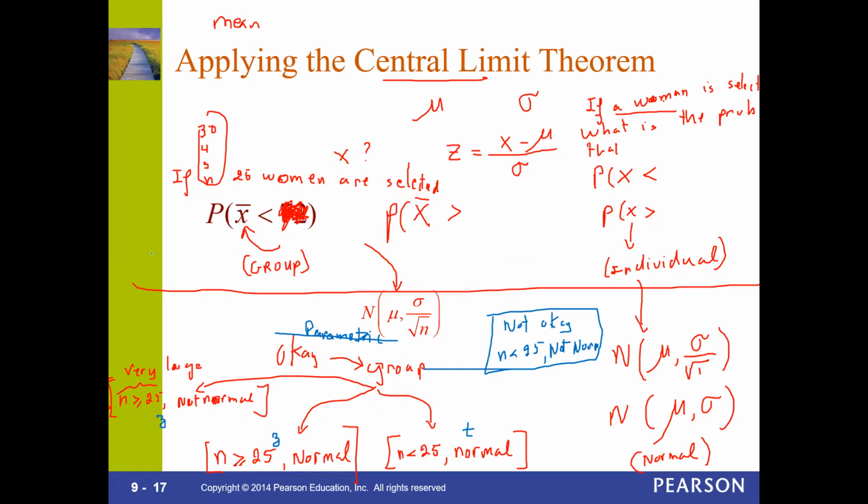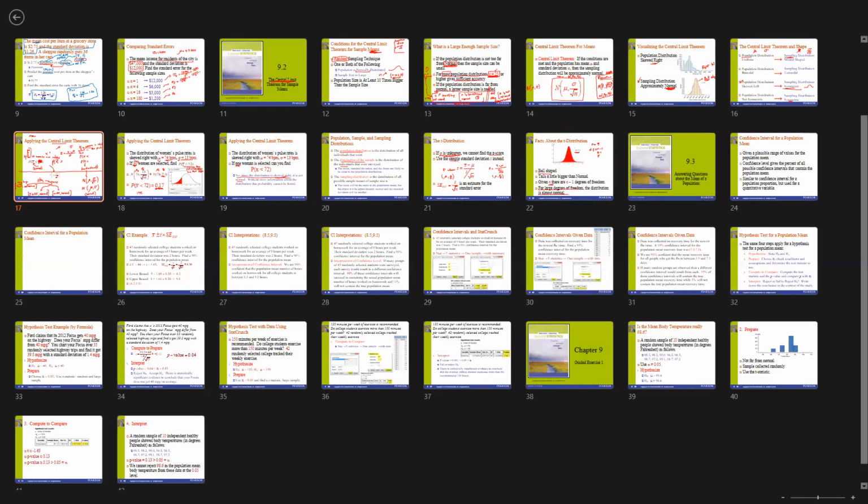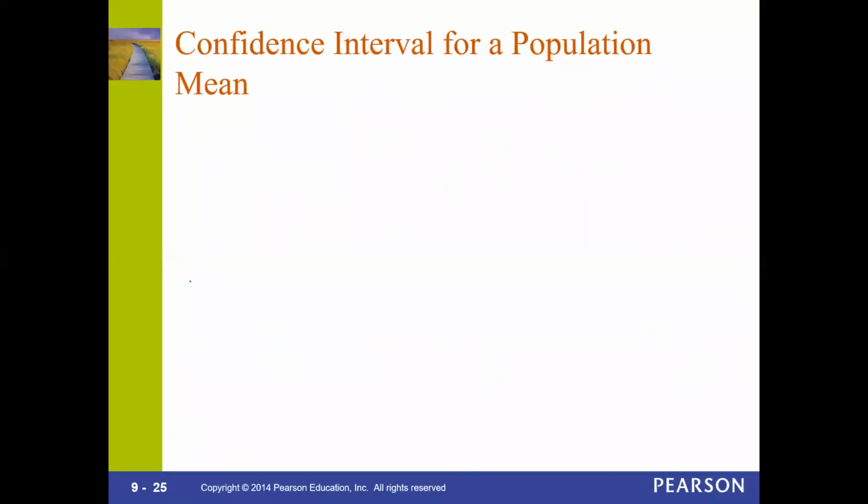That's not a big issue. So you just remember these things. If it's very large and it's not normal, I'm going to have to use Z. If it's very large and it's normal, I'm going to use Z anyway. If it's small and normal, I'm going to use the T distribution. That's the thing we need to remember. You're going to have this note after class today. Let me go back to here.